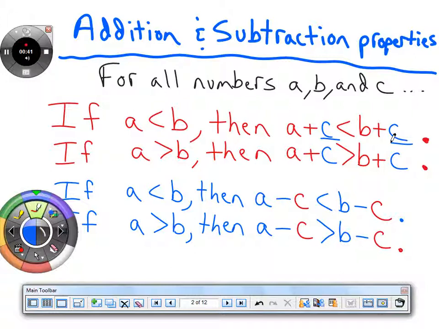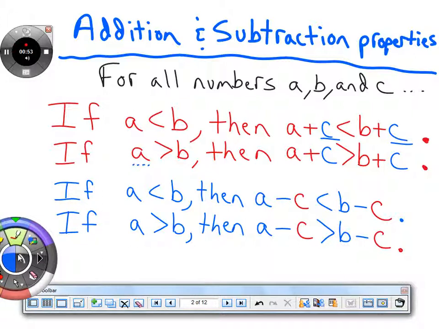If A starts off greater than B, then again you can go ahead and add something to both sides and your inequality is still true. And then for subtraction, same thing. As long as you subtract from both sides the same exact amount, your inequality will remain true. You won't have messed up anything. So this whole slide is just saying you can add and subtract anything you like as long as you do it to both sides of the inequality.